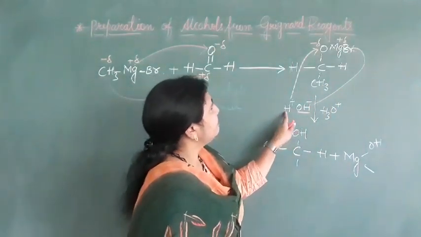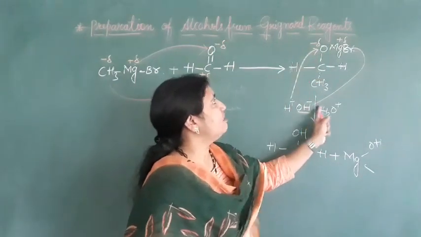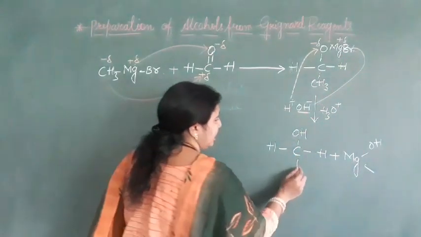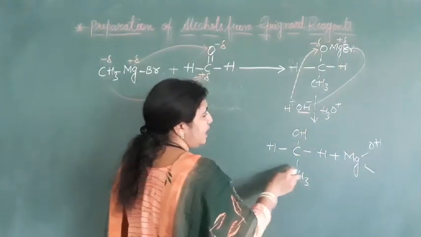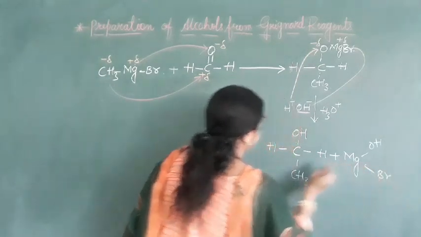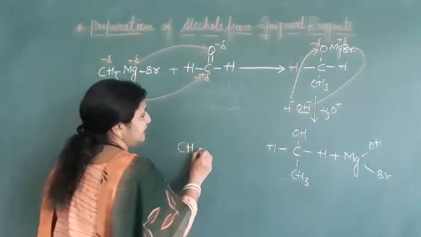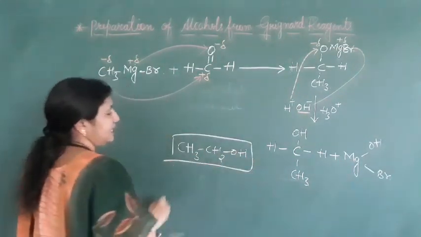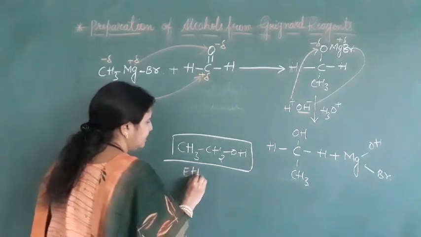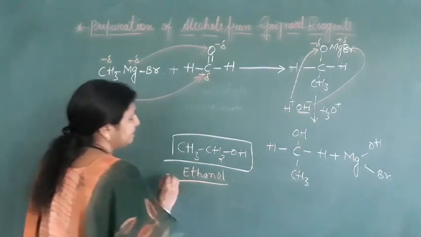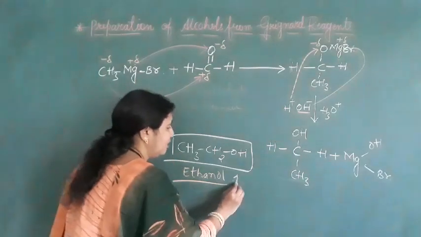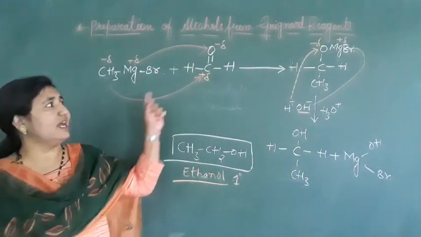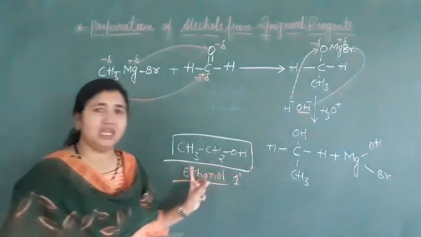On hydrolysis, this H plus will go with the oxygen, and this OH minus will go with MgBr. So we get the product CH3CH2OH along with MgBrOH. This is ethanol, a primary alcohol. So whenever Grignard reagent reacts with formaldehyde, it gives a primary alcohol.